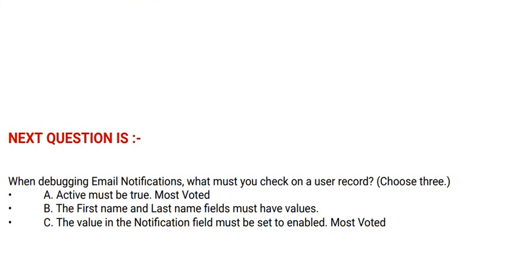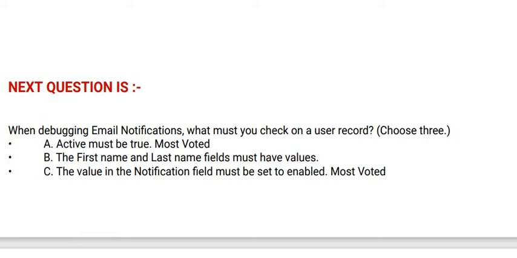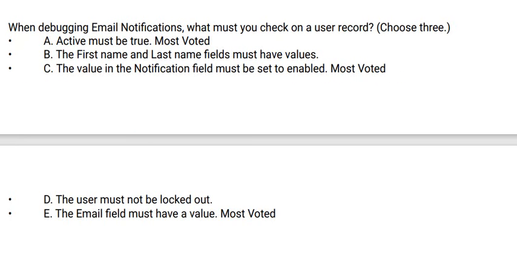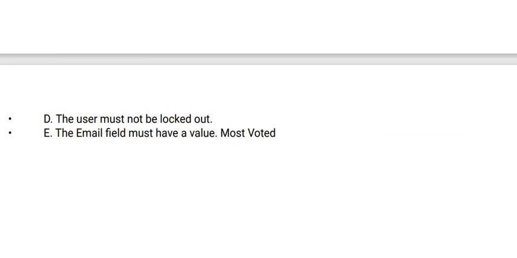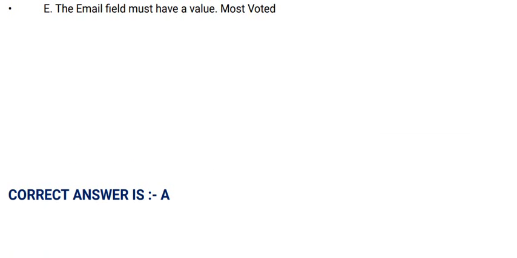Next question is, when debugging email notifications, what must you check on a user record? Choose three options. Option A, active must be true. Option B, the first name and last name fields must have rules. Option C, the value in the notification field must be set to enabled. Option D, the user must not be logged out. And option E, the email field must have a value. And the correct answer is option A.